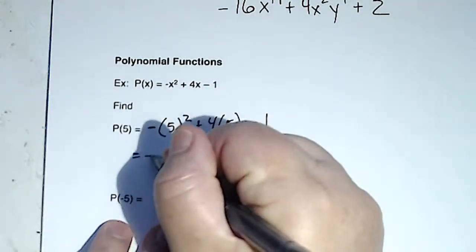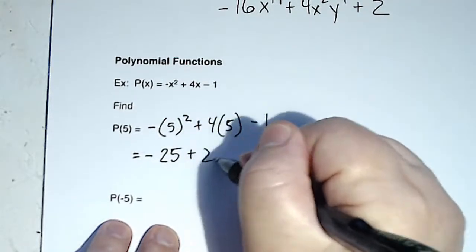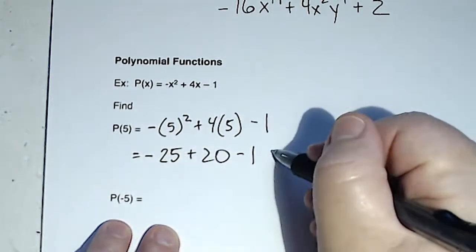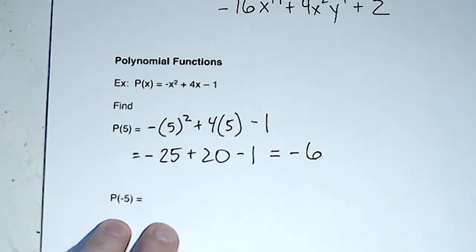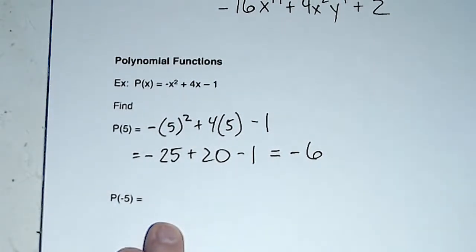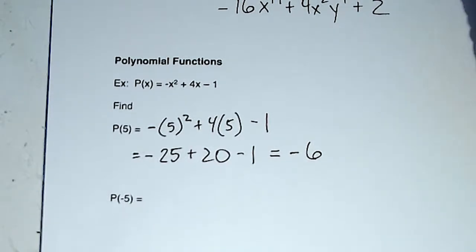So let's see, this is going to be negative 25 plus 20 minus 1. Oh man, I think this is negative 6. I hope it is because our motto is one take and that's it. So hopefully it's negative 6. If you suddenly hear it redubbed and I'm like, and that equals negative 13, then you'll know that I made a mistake.